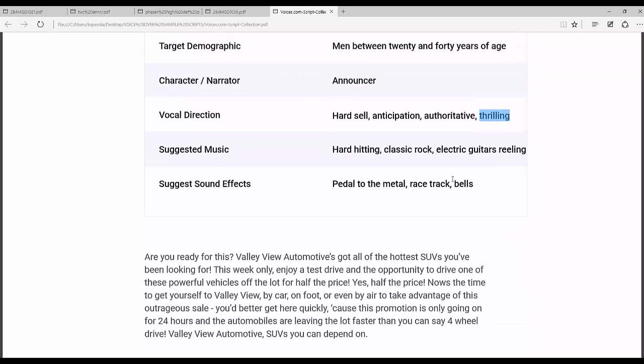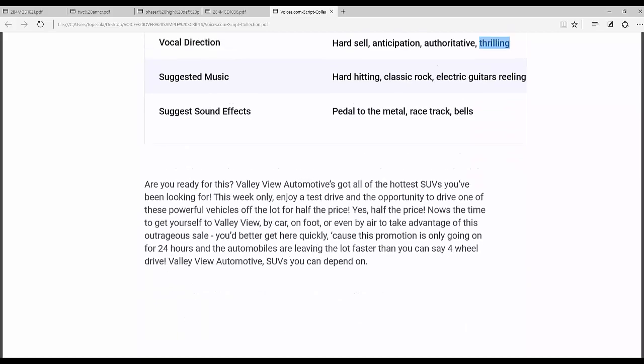So thrilling. Now you have understood what you're talking about. Now let's go through this script. You have an idea now that it's a hard sell. There's anticipation. There's authority in your language. So you go something like this. Let's quickly go through the script.